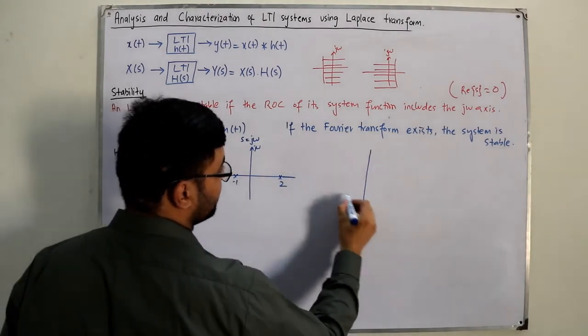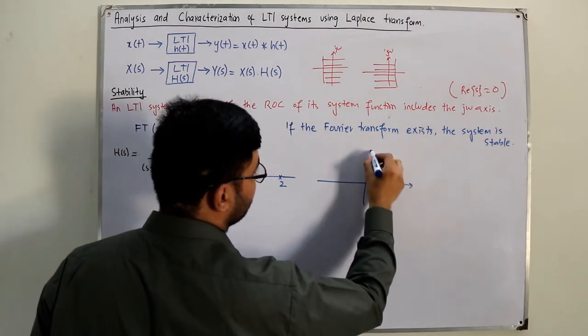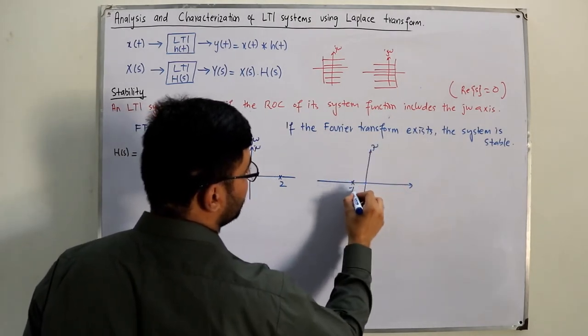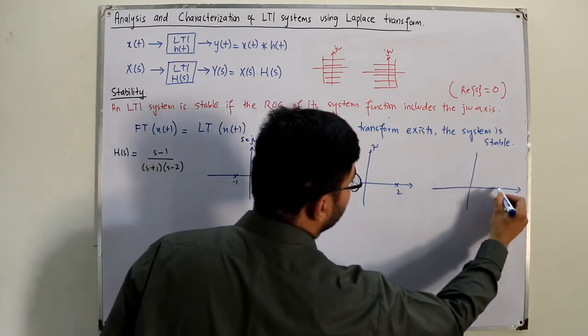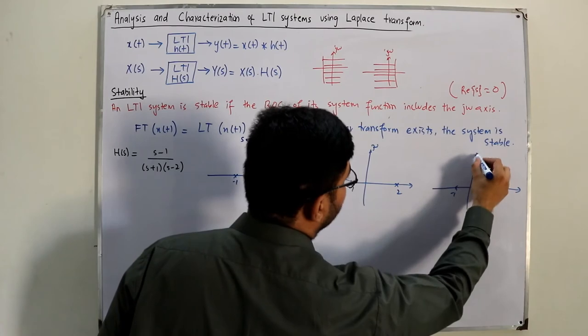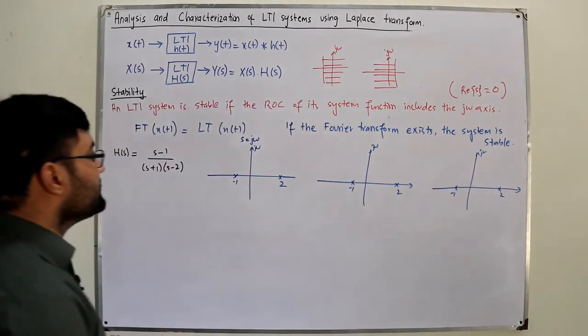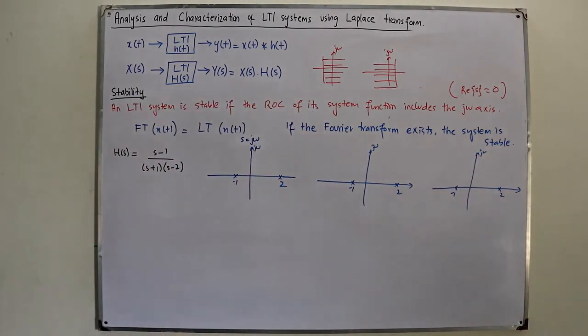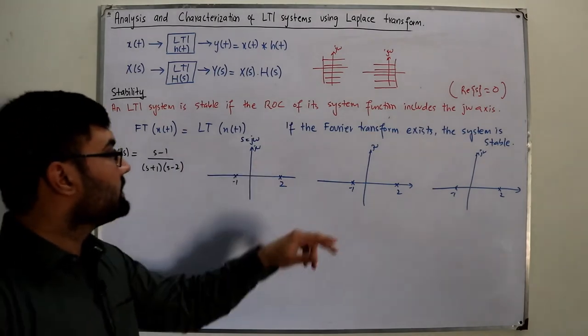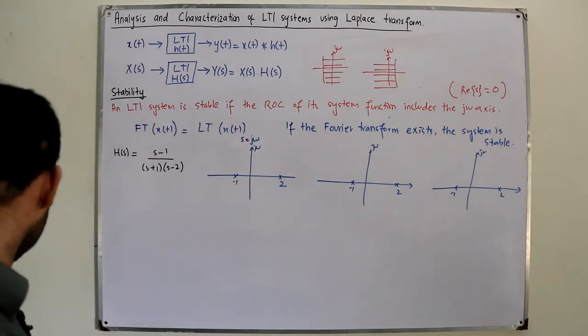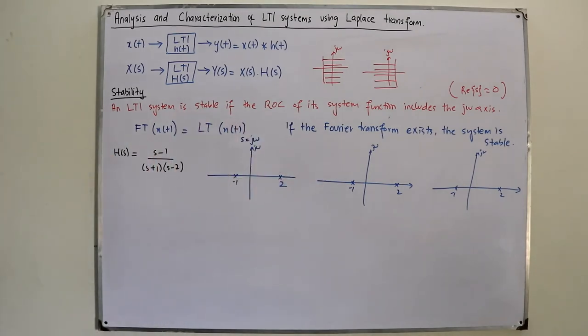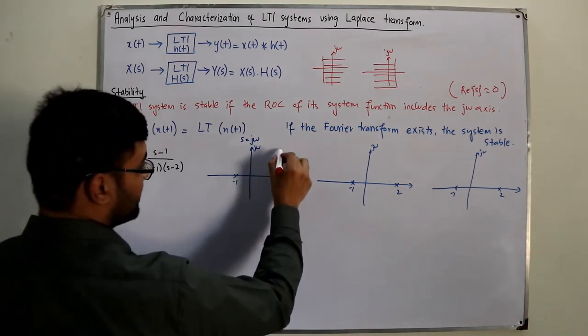Similarly, I draw it three times. One is at negative 1, one is at positive 2. So the ROC, we could have three cases, and you know that very well. The first could be that it lies to the right of the rightmost pole. So this would be like this.